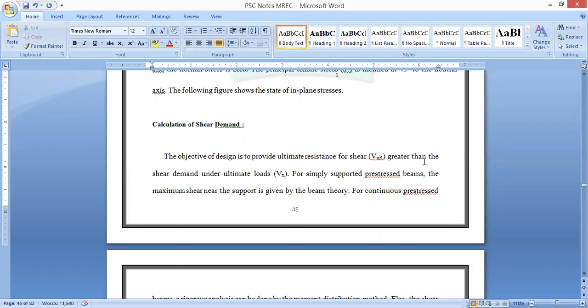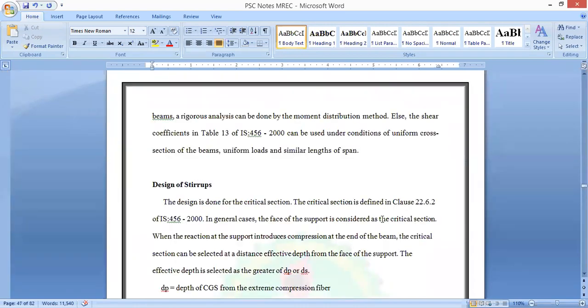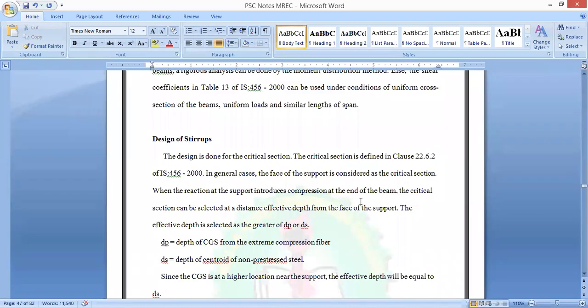Okay. So here the objective of the design is that the ultimate resistance should be greater than the ultimate loads. Okay. So let's see the picture. I think we already studied this in IS 456-2000, which gives a clear idea about understanding the behavior of a beam under shear. Understand? Right. So let's talk about the design of stirrups. What is the purpose of the stirrups? How are you going to design your stirrups?